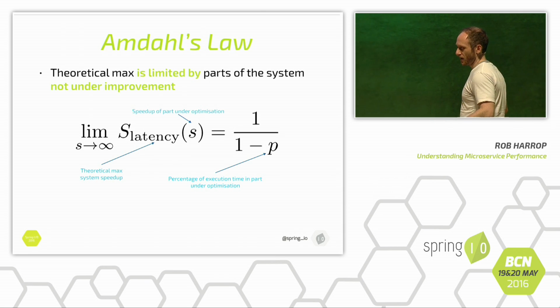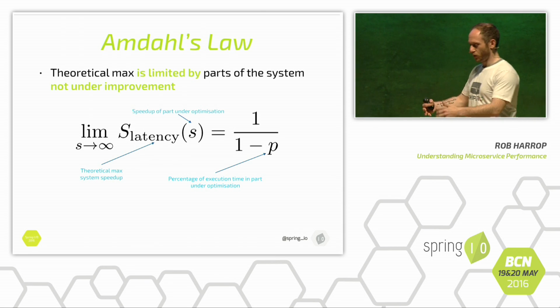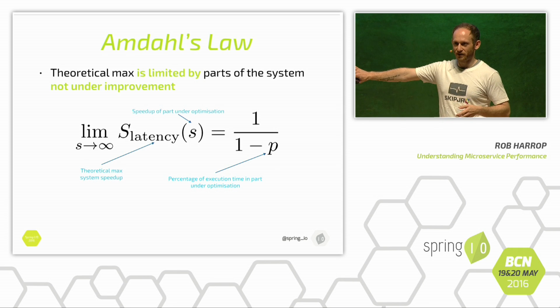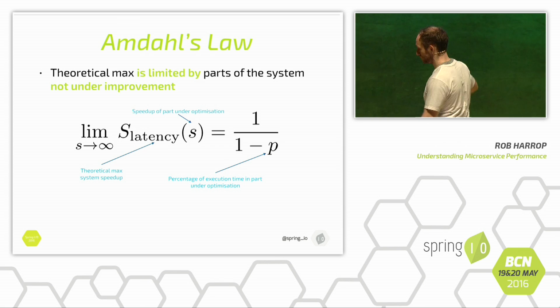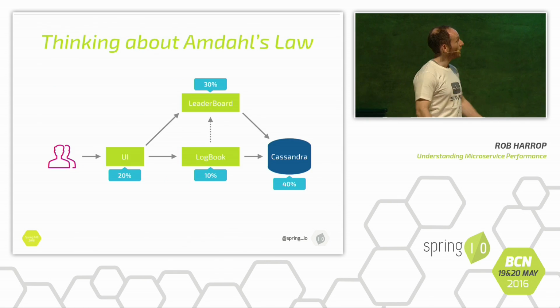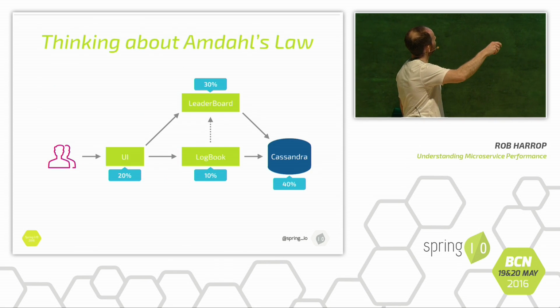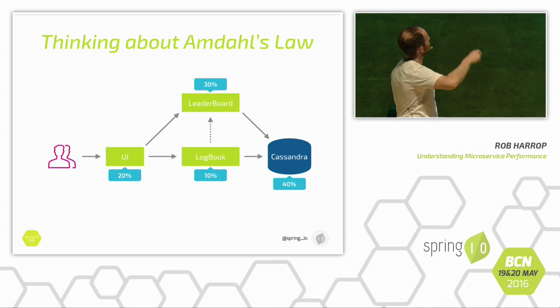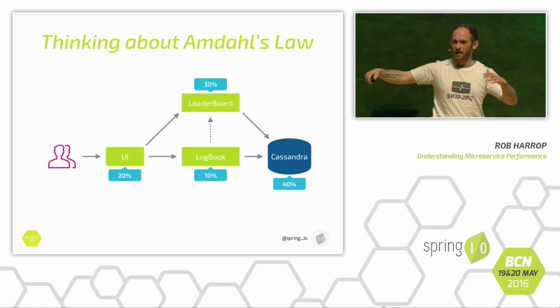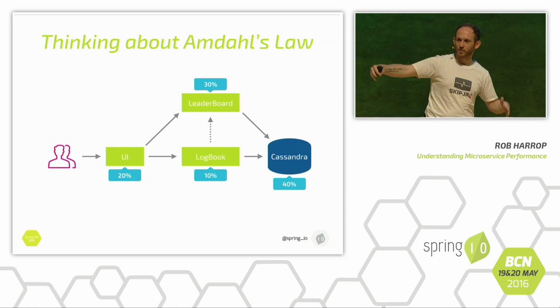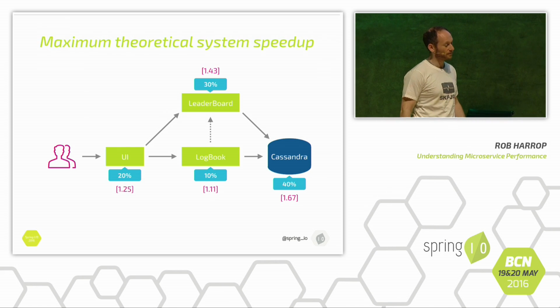If you spend only 10% of the time in the bit that you're optimizing, then you're not even touching the bulk of the execution graph. You're spending 90% of the time elsewhere. And we can figure this out by using Amdahl's law. And if I look at our little service again, so we've got the UI, we've got the logbook, the leaderboard, we've got Cassandra. And roughly this is how much time we're spending in each of these places. And we can figure this out using distributed tracing. We can get some idea about the rough distribution of time spent across each core graph.